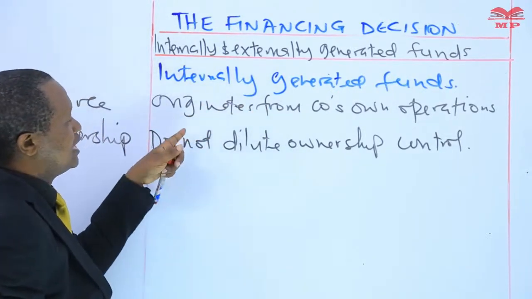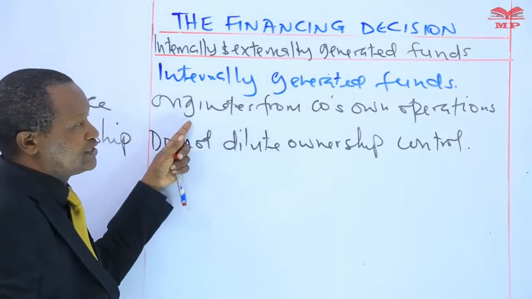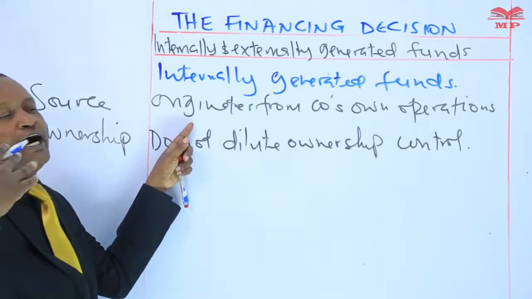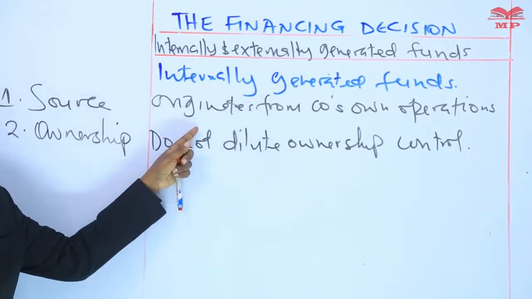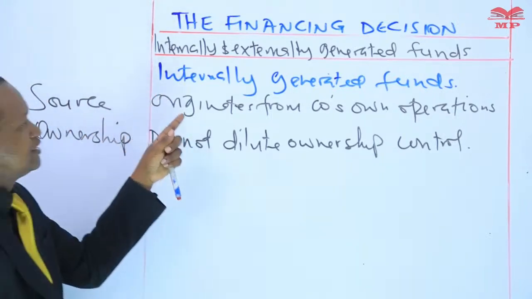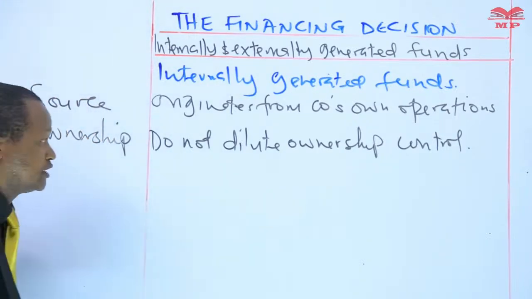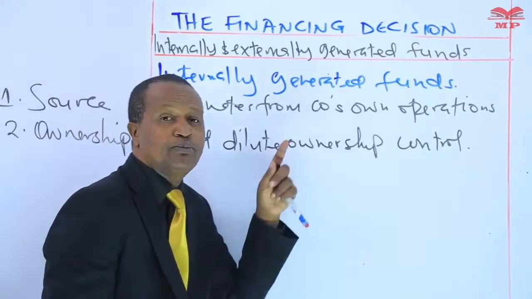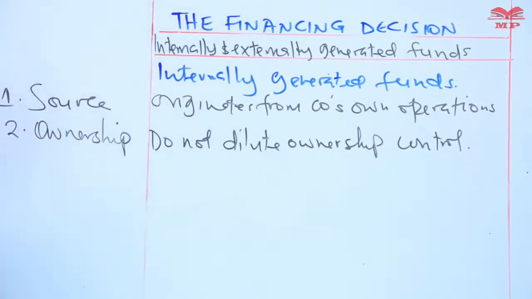Internally generated funds originate from the company's own operations and activities, but externally generated funds originate from outside. They come from outside sources, like debt financing, equity financing, and various other capital sources. Number two, ownership. Internally generated funds do not dilute ownership control, whereas externally generated funds dilute ownership control.